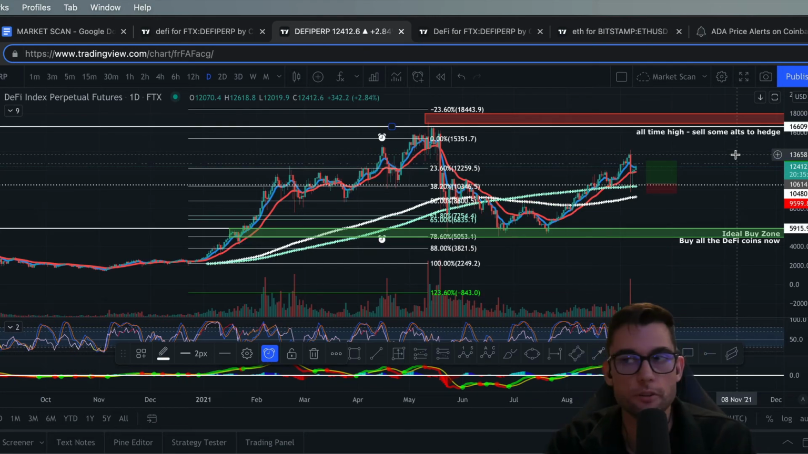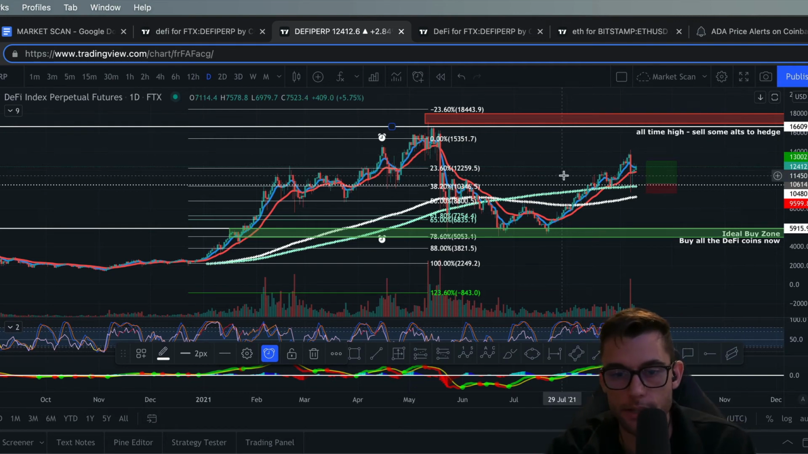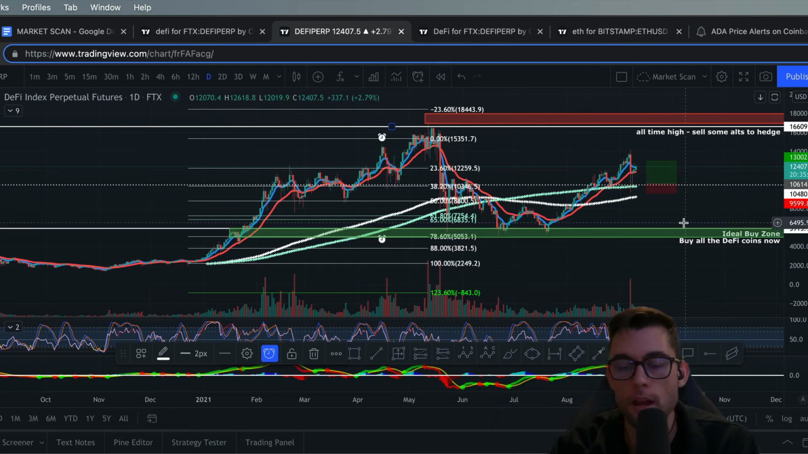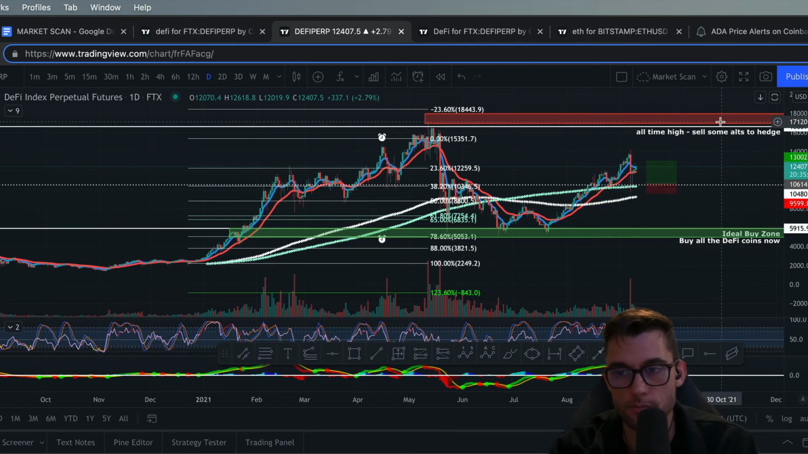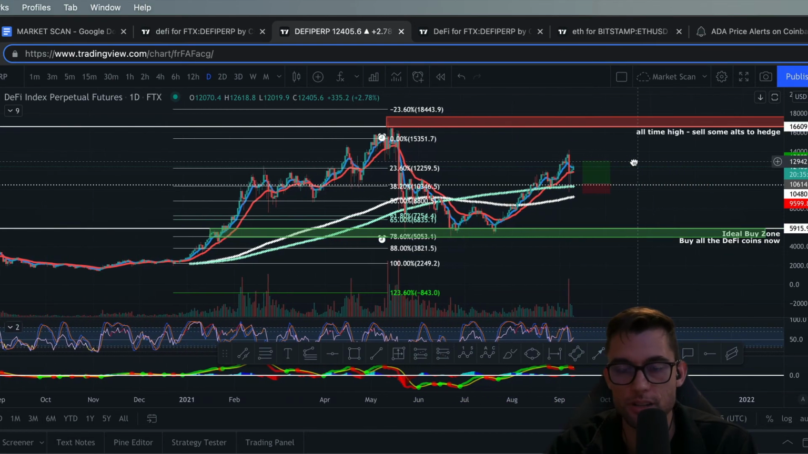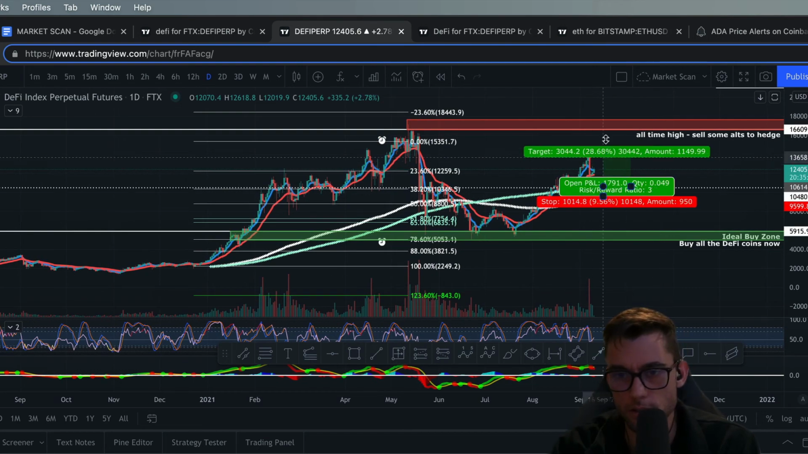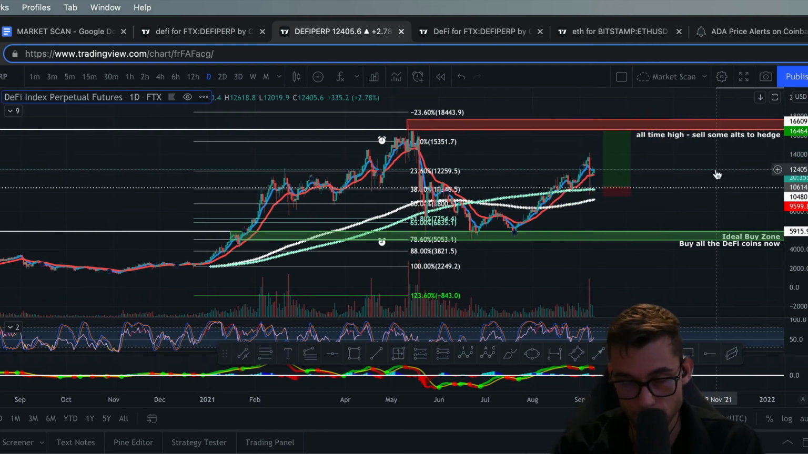So pretty much for the DeFi index perpetual futures on FTX, if it comes back down here, it's the ideal buy zone, obviously, for obvious reasons. So I'm going to buy a whole ton of it down here. And if it comes to the all-time high zone, which is pretty much up here, that's when I'm going to sell it. There's not too much other than that. There's this midline here. If it comes here, this is a nice little trading opportunity. Definitely a pretty solid trading opportunity, to be honest. And you could literally have it just do that.